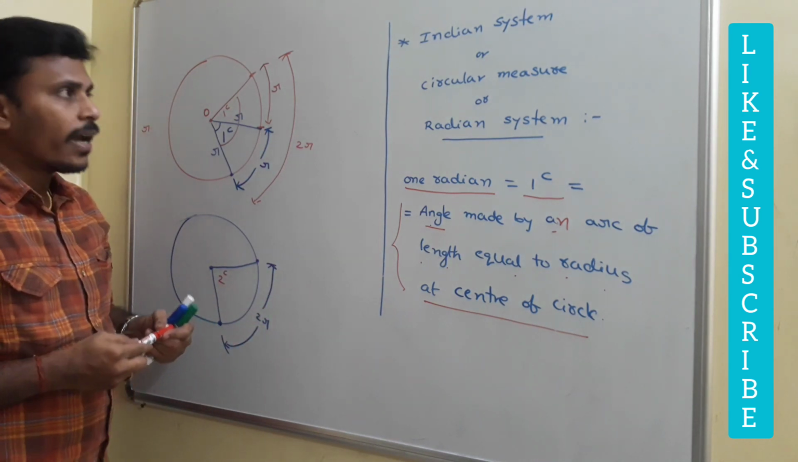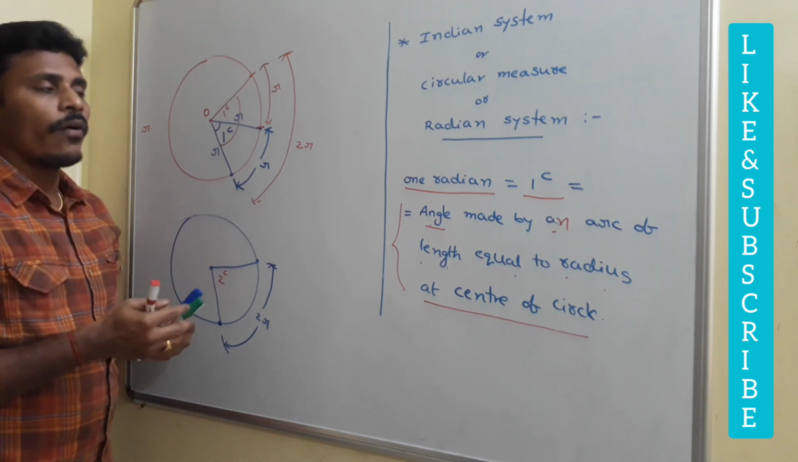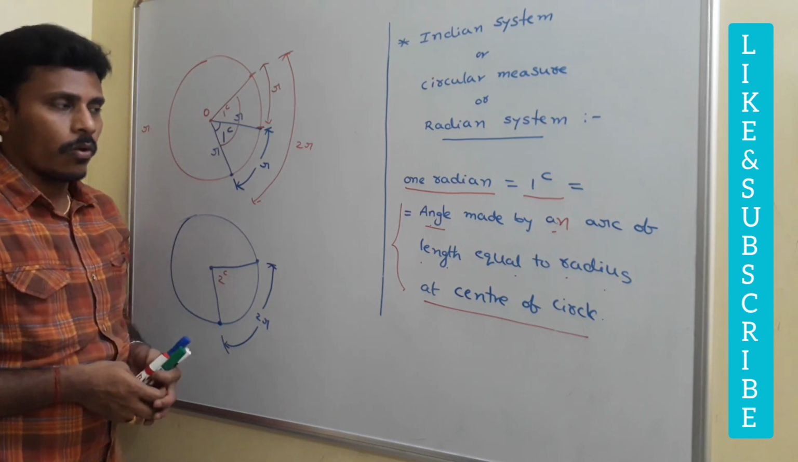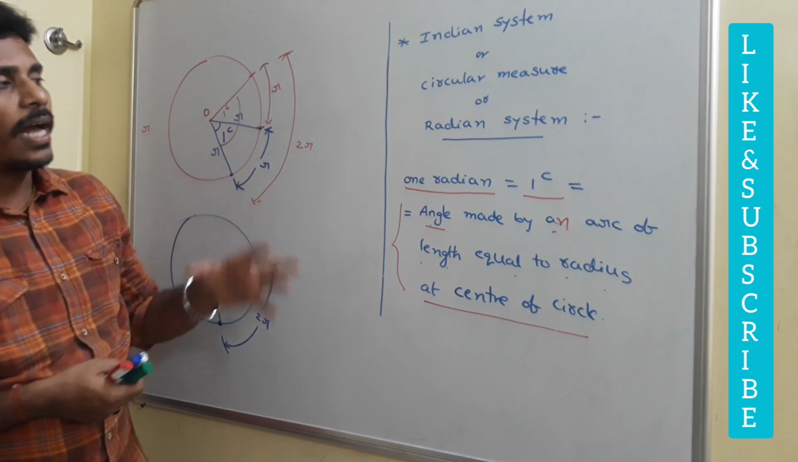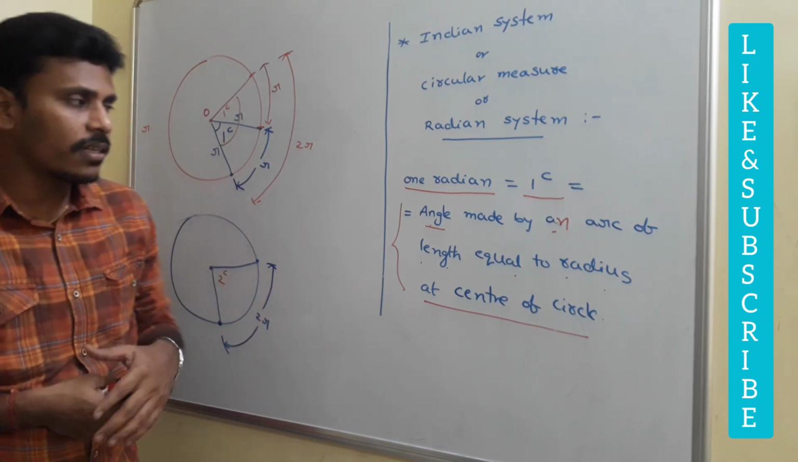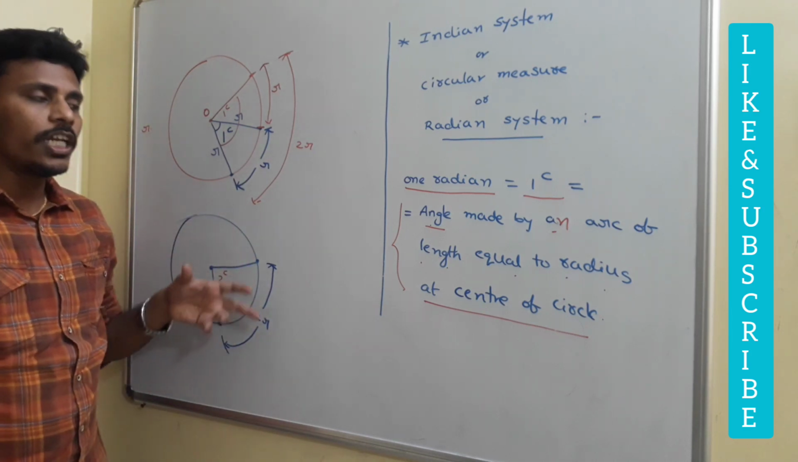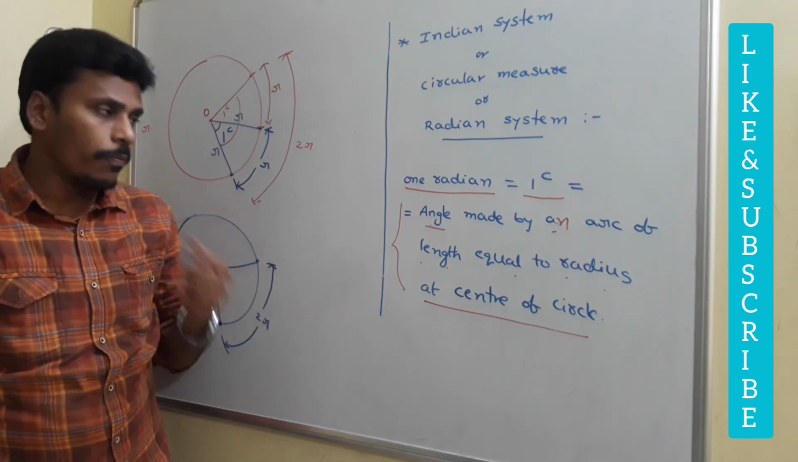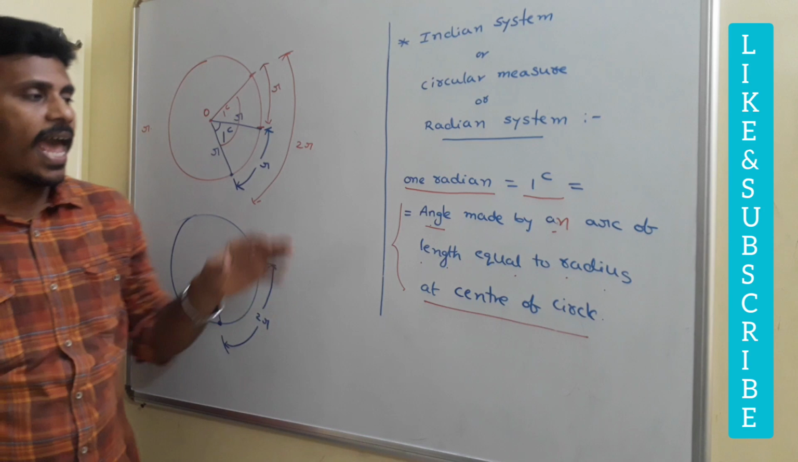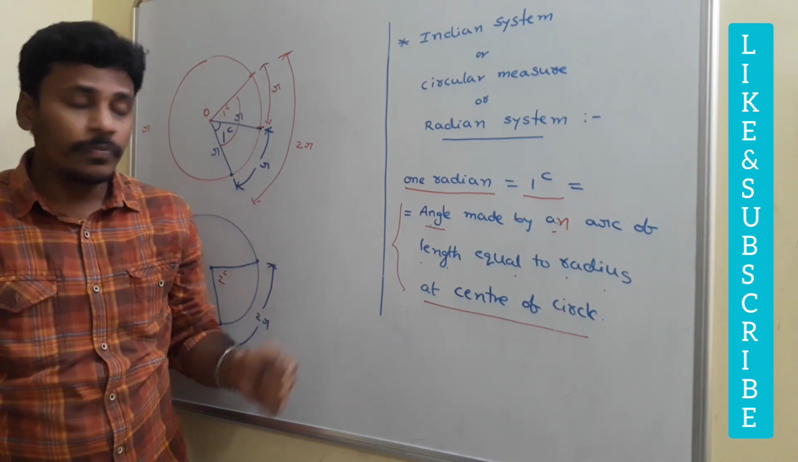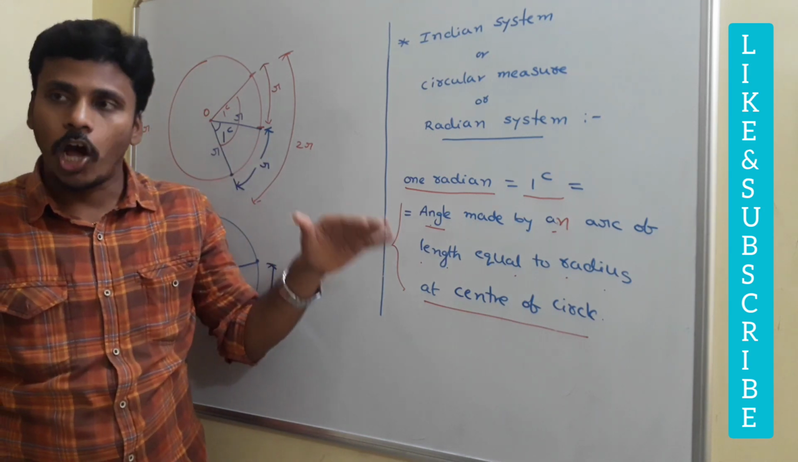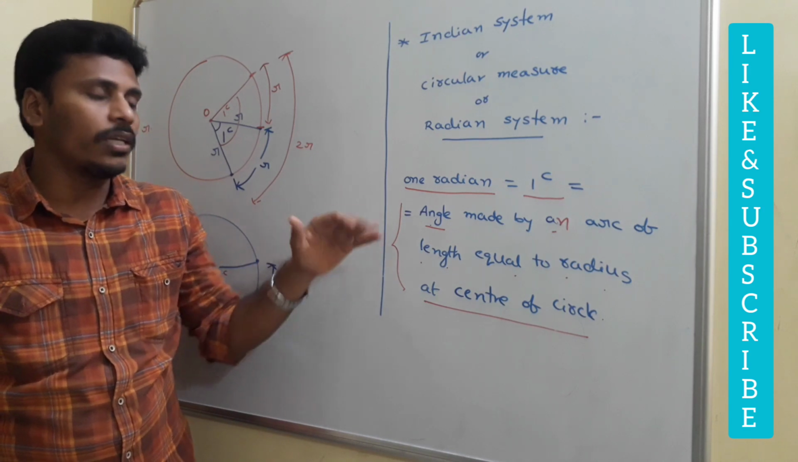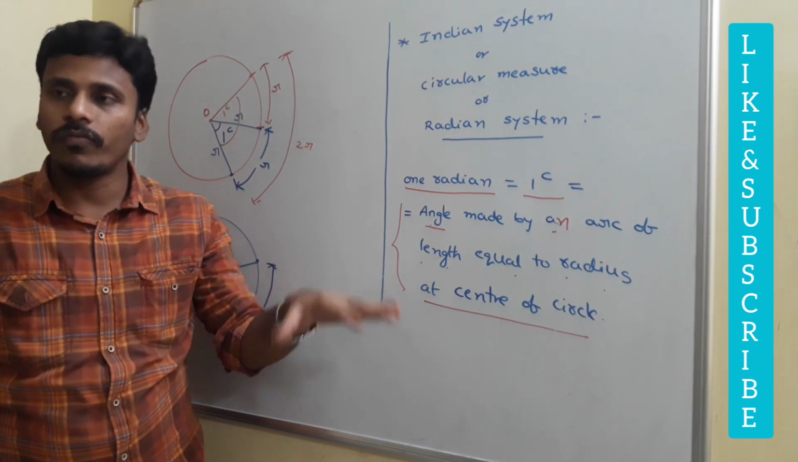We are discussing the Indian system, circular measure, radian system, all are the same, right? So, before discussing how to measure different angles in the Indian system, initially we need to know the definition of 1 radian. According to the Indian system, 1 radian is defined as the angle made by an arc of length equal to the radius at the center of the circle.